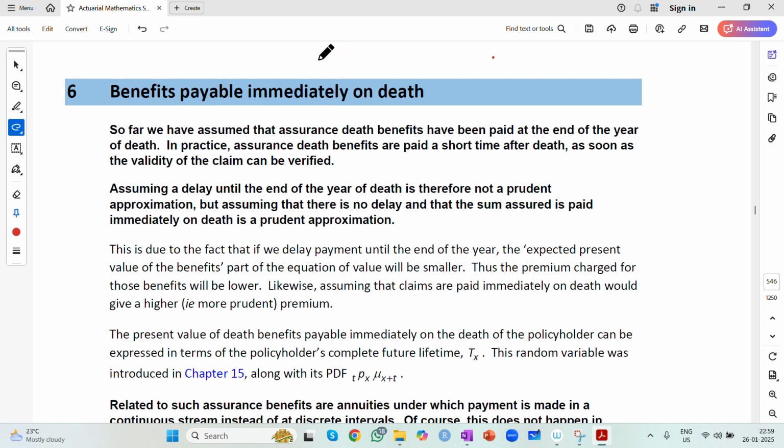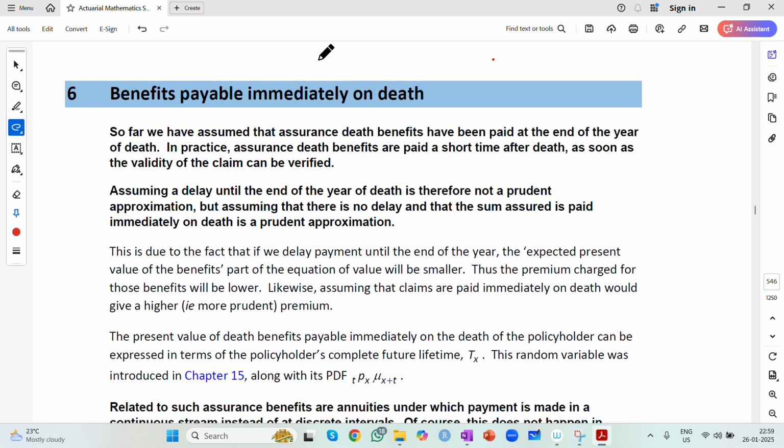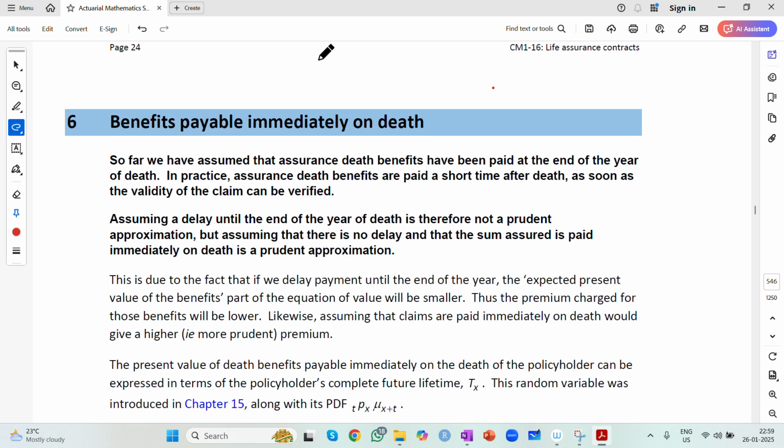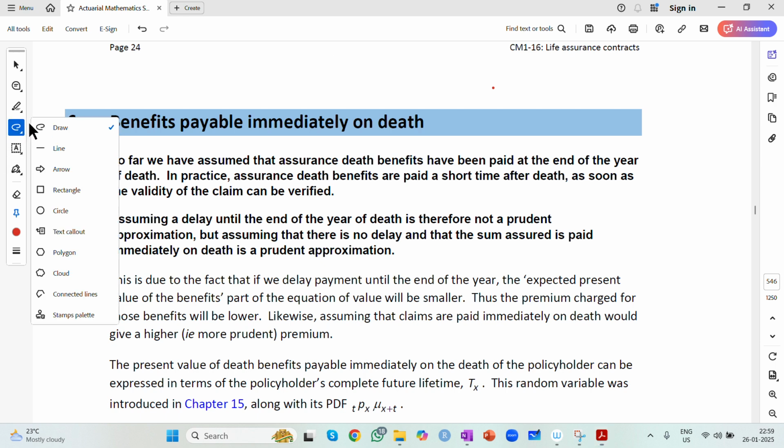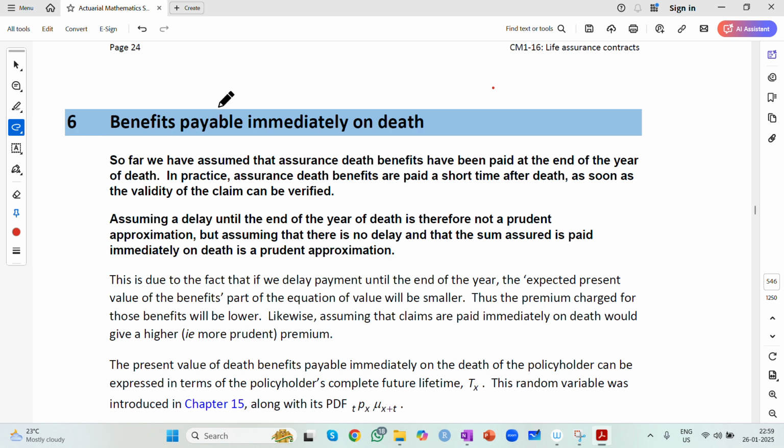Let's continue with the remaining part of this chapter, chapter 16. In the last lecture, we discussed the discrete case random variable K_x. Today we'll discuss and start with the continuous random variable T_x.